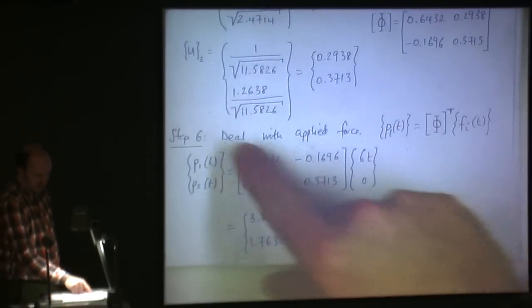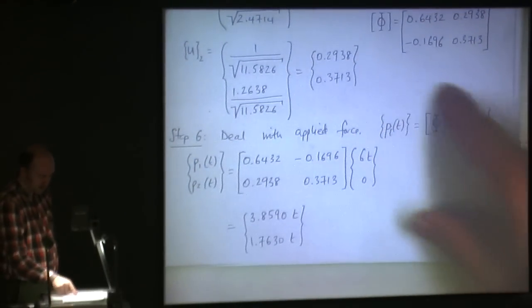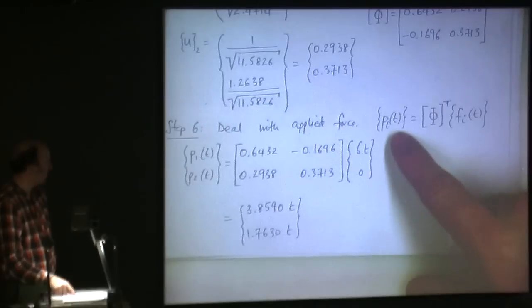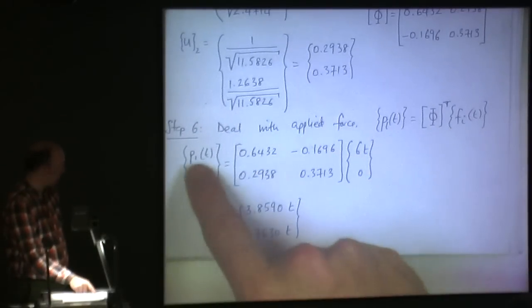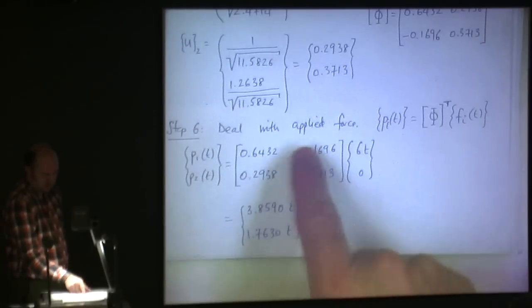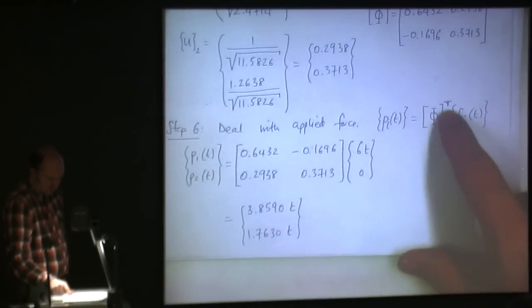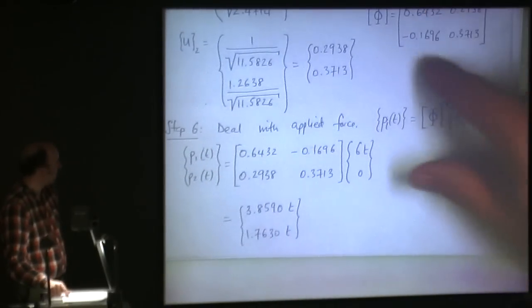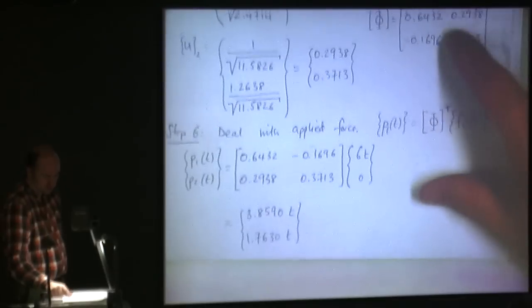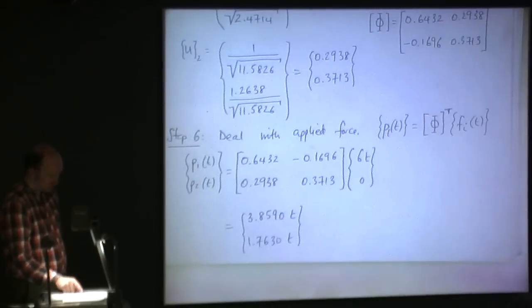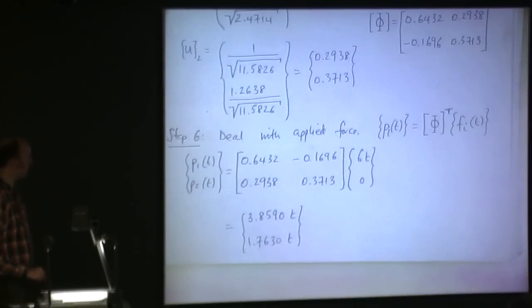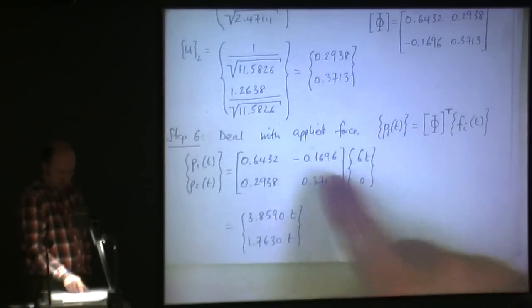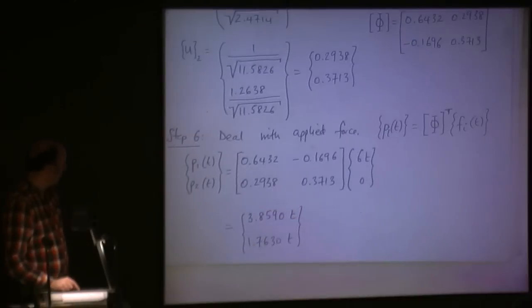Step 6, we're dealing with the applied force. There's my equation, where P is my modal forces and these are my actual forces. So I've got P1 and P2. There's my modal matrix transposed, because I've got the T here. So I take this matrix and transpose it by swapping those two terms around. That's here, times my force vector, which is 60 and 0. If I multiply those, I get two values, one for P1 and one for P2.